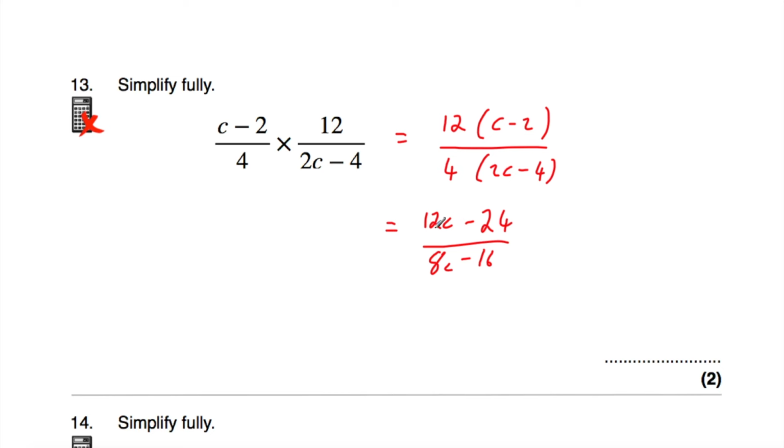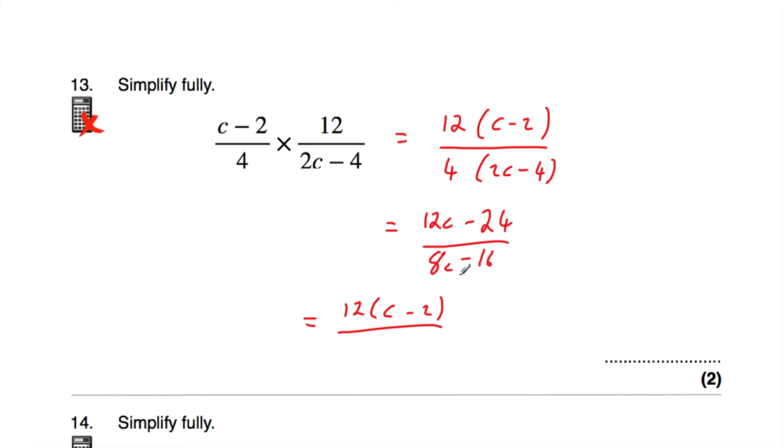So I'm going to factorize both the numerator and the denominator and see what I get. If I factorize the numerator, I can see both of these are divisible by 12. So we would write 12 and then in brackets c subtract 2. We could take 12 out, and we'd be left with c minus 2.